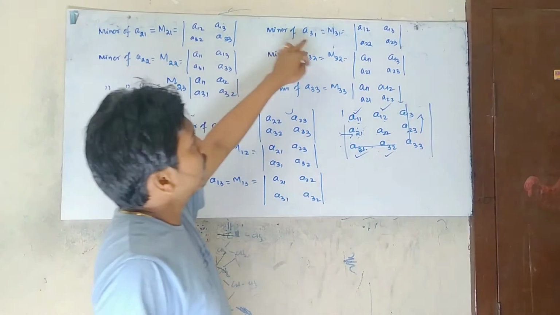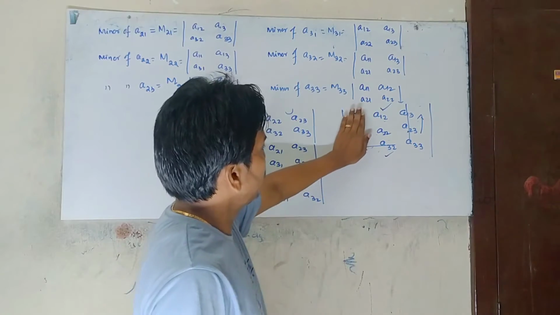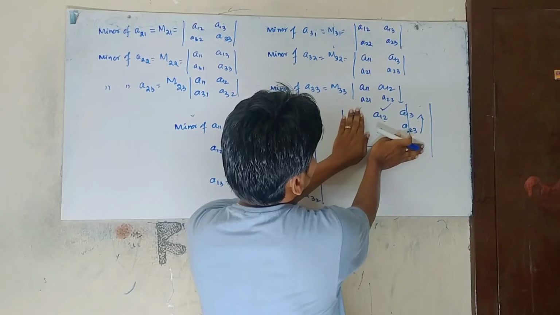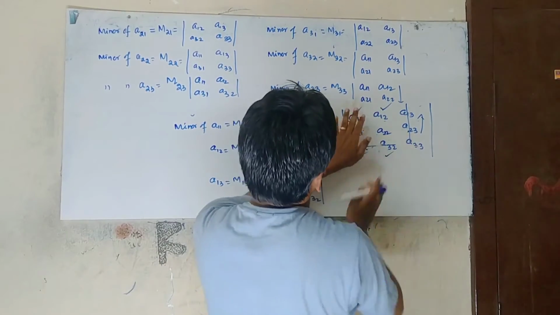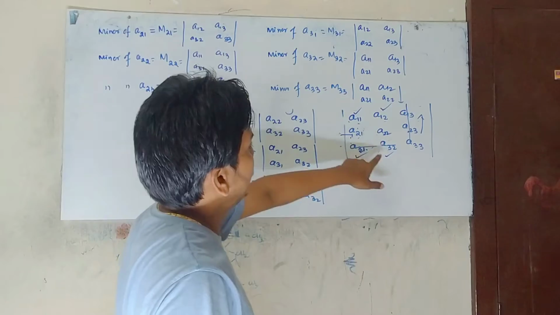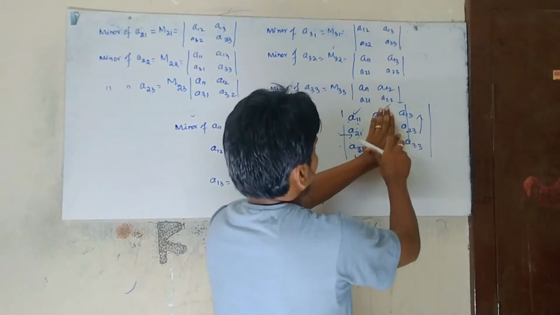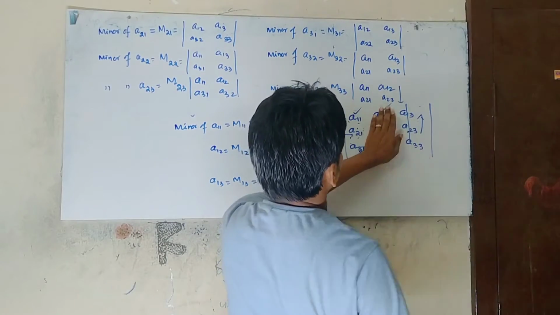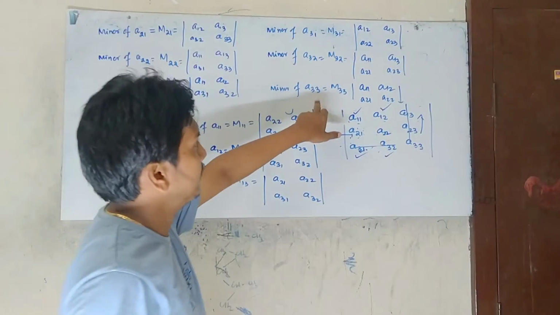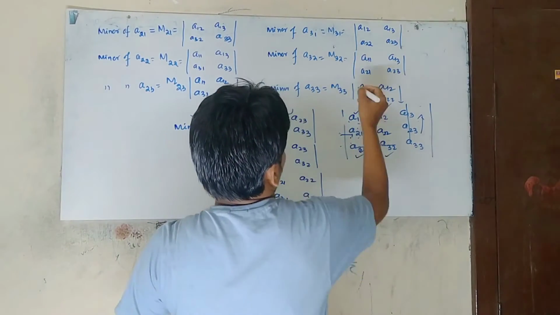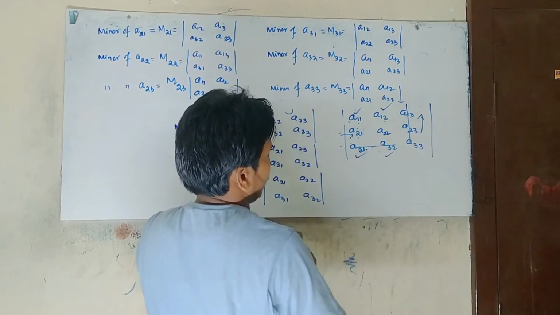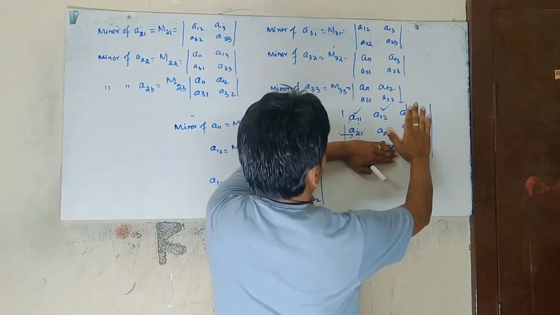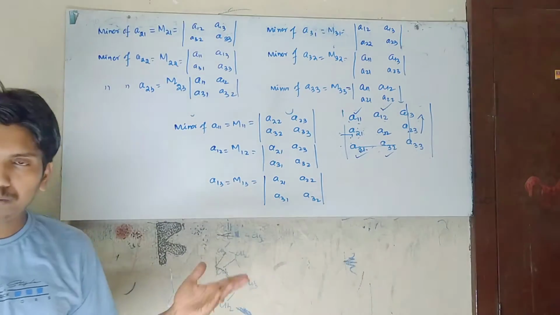Now the minor of A31 is M31. M31 means forget this row and column. Now you write A12, A13, A22, A23. Now the minor of A32: forget this row and column. Now A11, A13, A21, A23. Now the minor of A33 is M33: forget this row and column. Then A11, A12, A21, A22. This is a very easy process to find the minor.